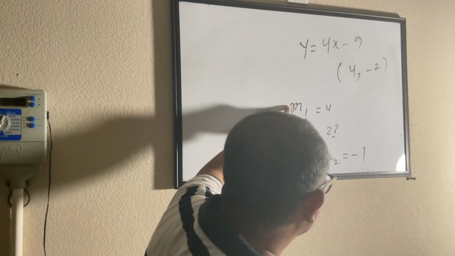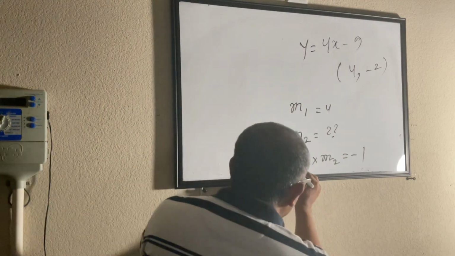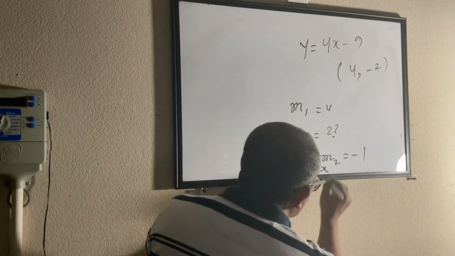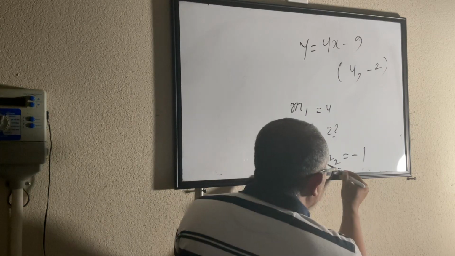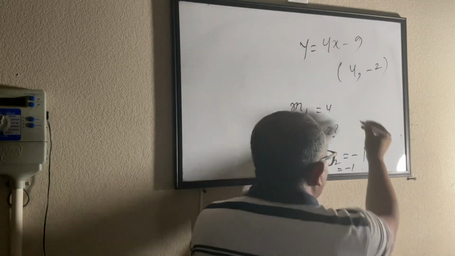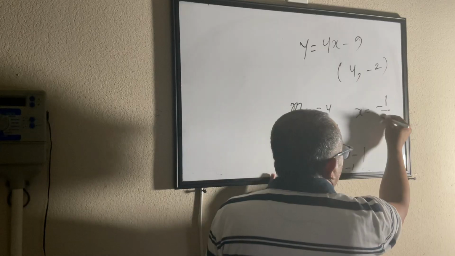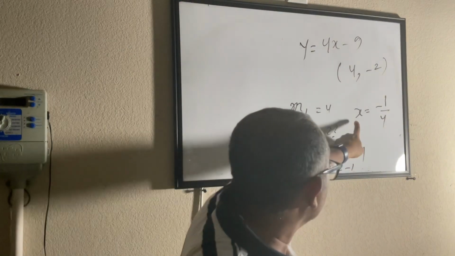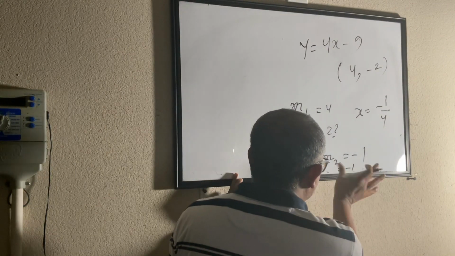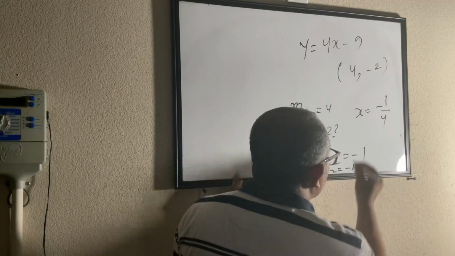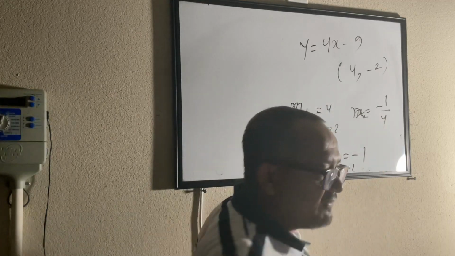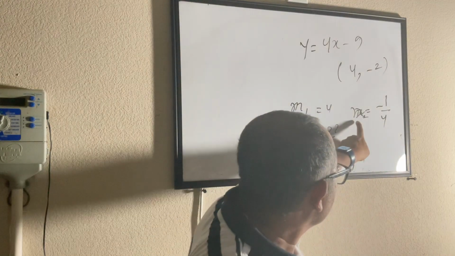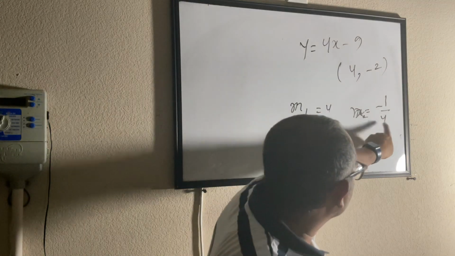So from that you can say, first line is known and this one is not known. 4 into m2 equals minus 1. That means m2 equals minus 1 over 4. So you found this m, don't say m, say m2, so that way you don't get confused. Variable for a variable doesn't make sense. So this slope is minus 1 by 4.